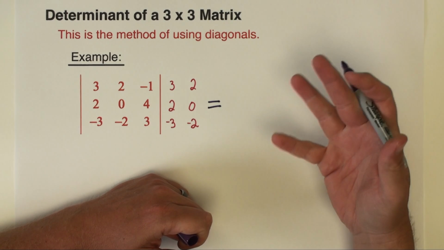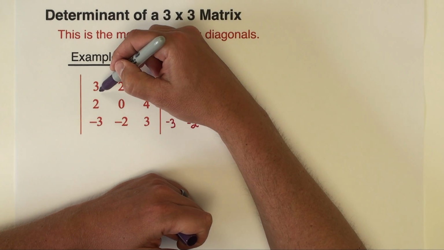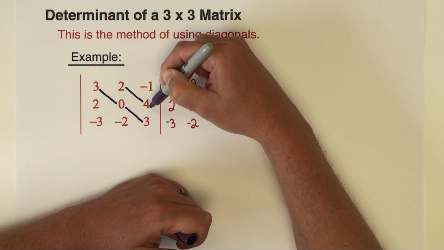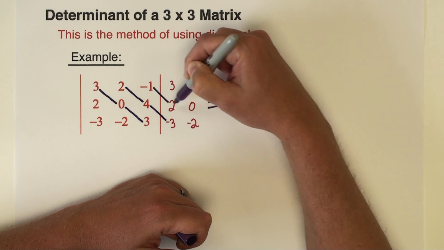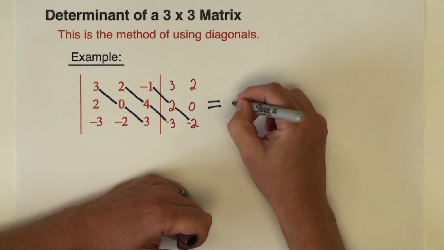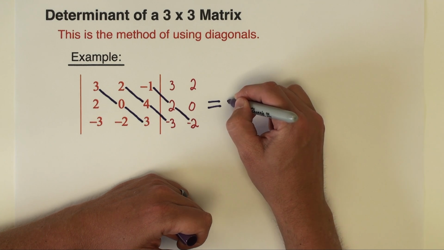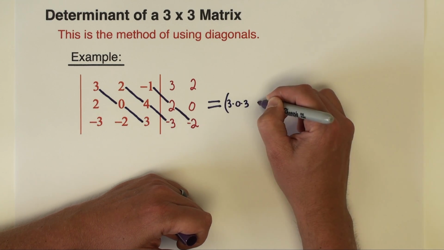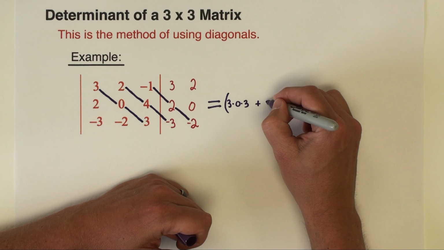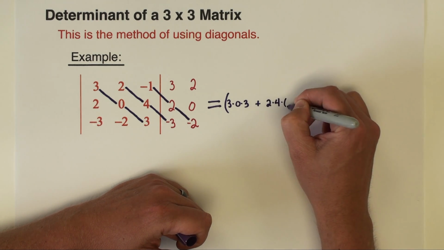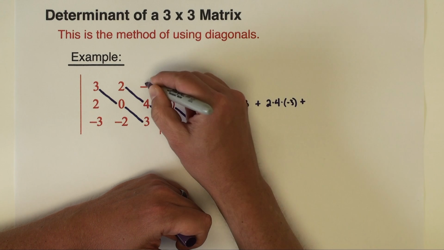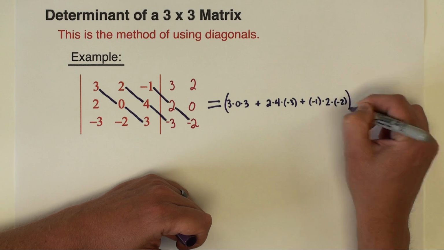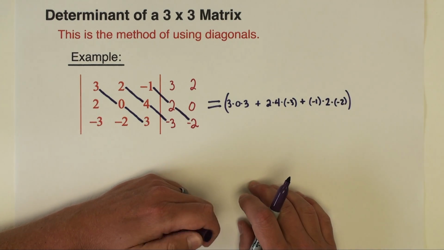To find this determinant with diagonals, what I'm going to do is find the product of the numbers on this diagonal, and this diagonal. I'm going to start with those. I'm going to do 3 times 0 times 3. Let's put this in parentheses. I'm going to add to that the next diagonal, 2 times 4 times negative 3. Add to that the next diagonal, negative 1 times 2 times negative 2. Alright, so I've got those three diagonals.